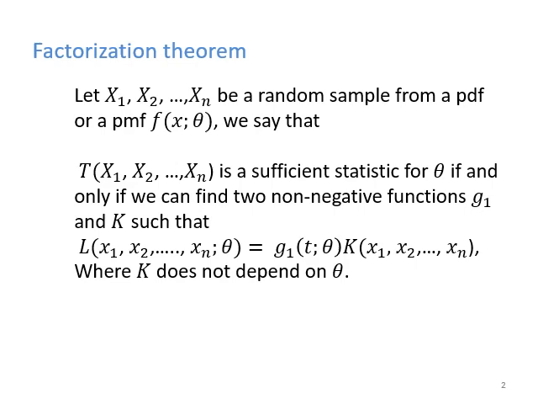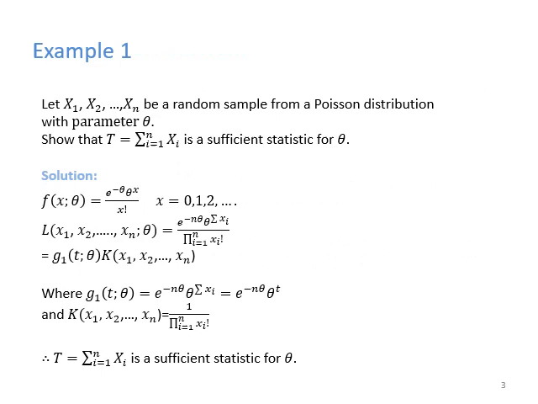g1 is a function in the sufficient statistic t and the parameter theta, and the function k does not depend on theta. The reason why we call this the factorization theorem is because we can factorize the likelihood function into two terms. Now we are going to illustrate the factorization theorem using some examples.